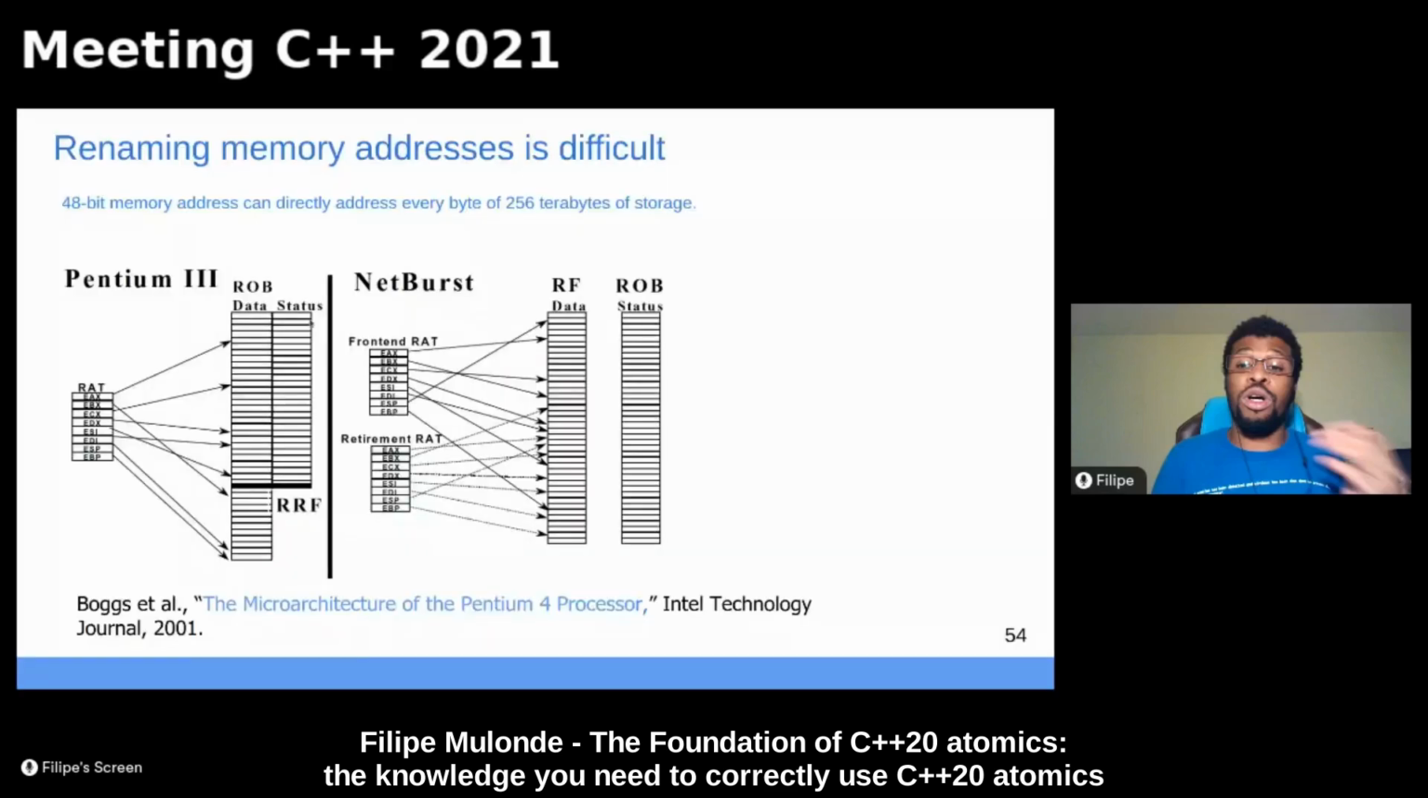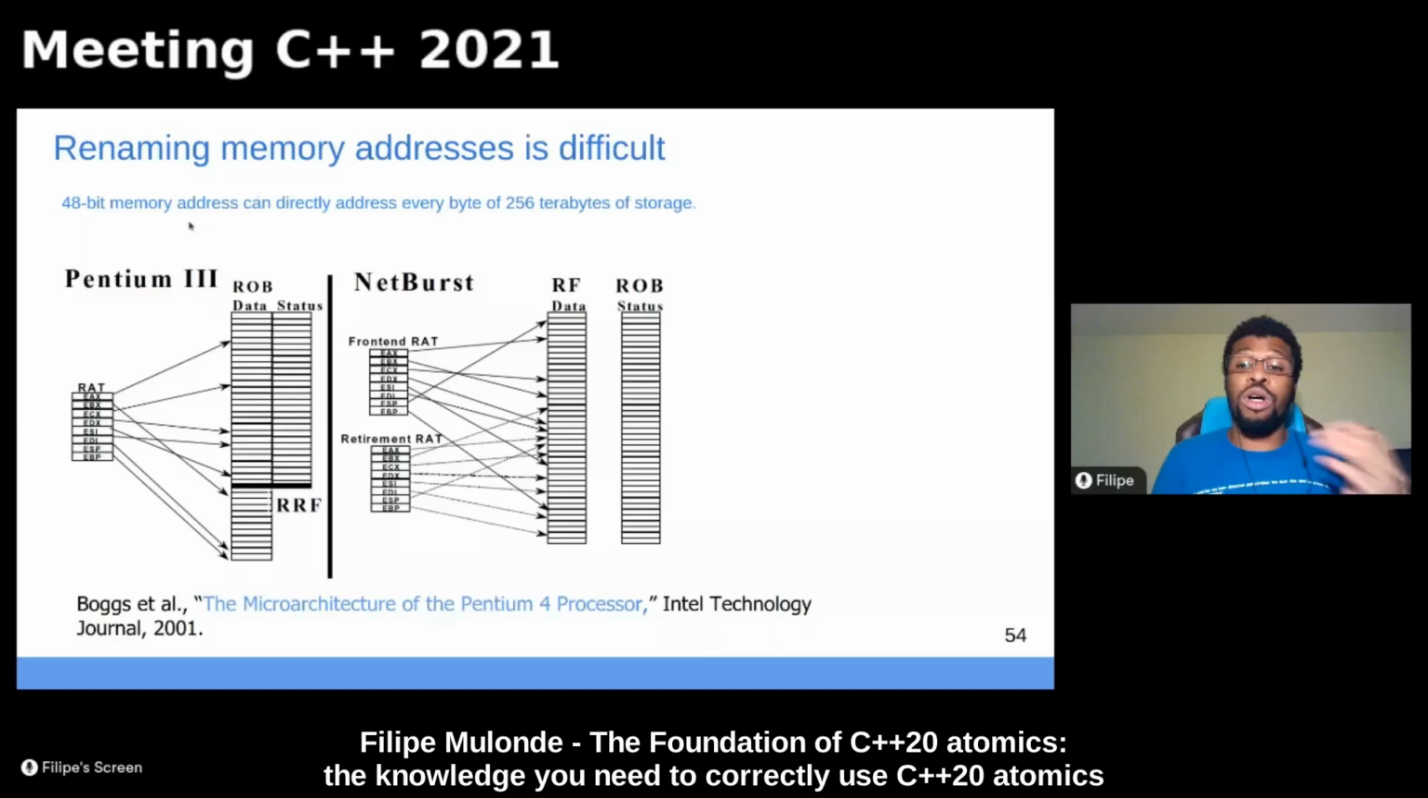So I think we don't have time to go through this, but here I would like to illustrate why renaming memory addresses is difficult. When we are performing renaming of registers, we can use indirection because register state is small, right? The entries inside of the register alias table can point to an entry in the reorder buffer. So we can use indirection. But we cannot do that with memory because we use 48-bit memory addresses, and with that, we can directly address every byte of 256 terabytes of storage.